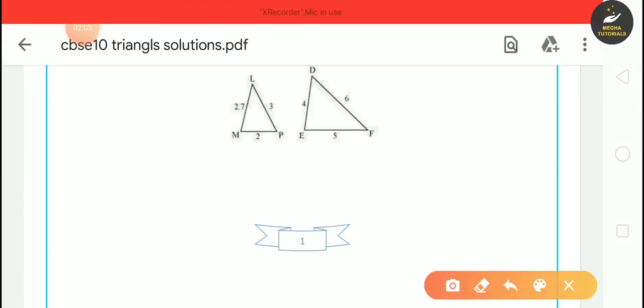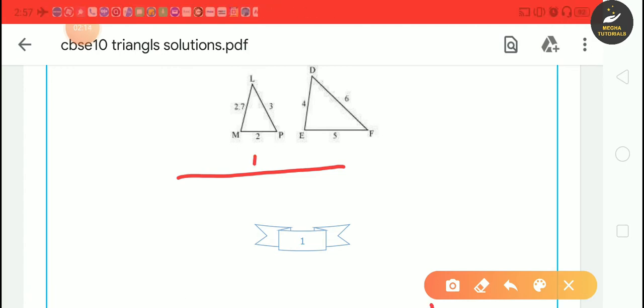Question 3. Triangle LMP and triangle DEF. So 2 and 4, 2 to the 4. Then 3 and 6, 3 to the 6. 2.7 and 5. So in this case ratios are not same. Therefore the given triangles are not similar triangles.